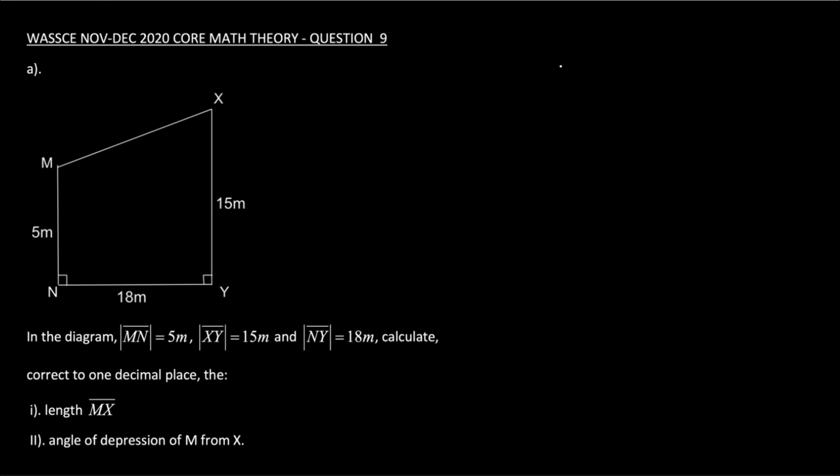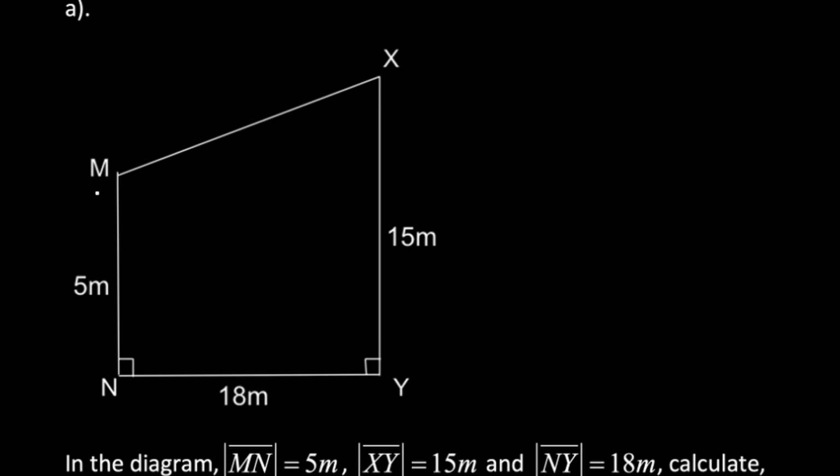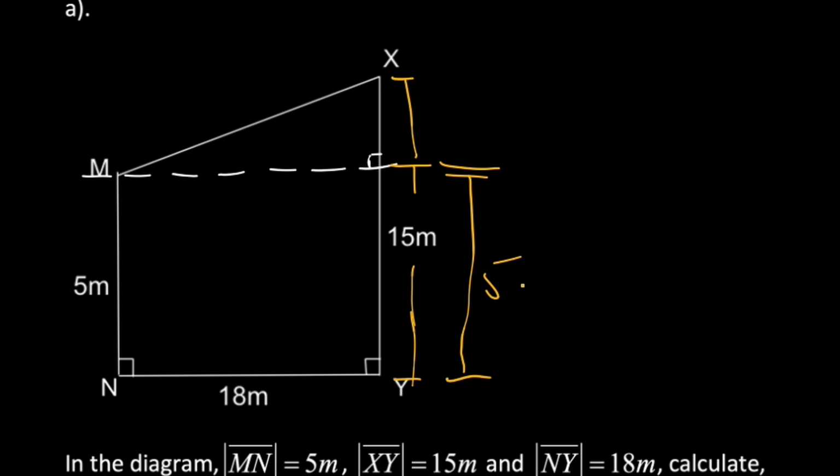So let's begin with our solution. Here we can draw an imaginary line to meet this. So the whole of this is 5 meters, and the whole of this is 15 meters. So what we are saying is that from here to here plus from here to here is 15, and just this is 5 meters. So here to here will be 10 meters.